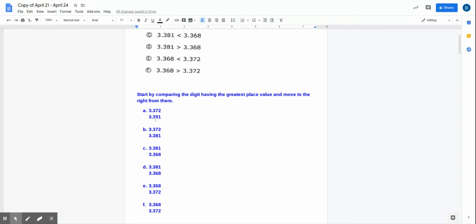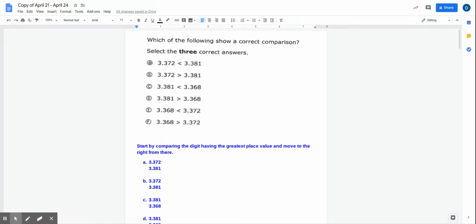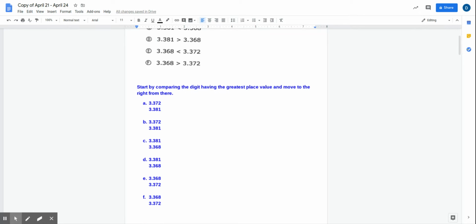So I just lined up the numbers on top of each other. I look at the 3 in the ones place, and it's the same. The tenths place is the same. The hundredths place, there's a difference. The 7 is less than the 8. So I know that 3 and 372 thousandths is less than 3 and 381 thousandths. So I would circle A for a correct answer. Continue in the same way, comparing all of the numbers to find the 2 other correct answers.